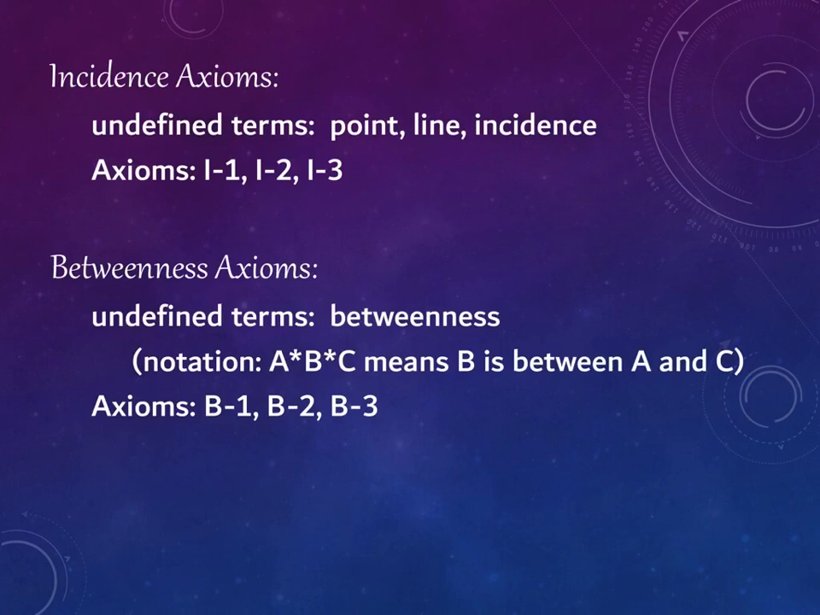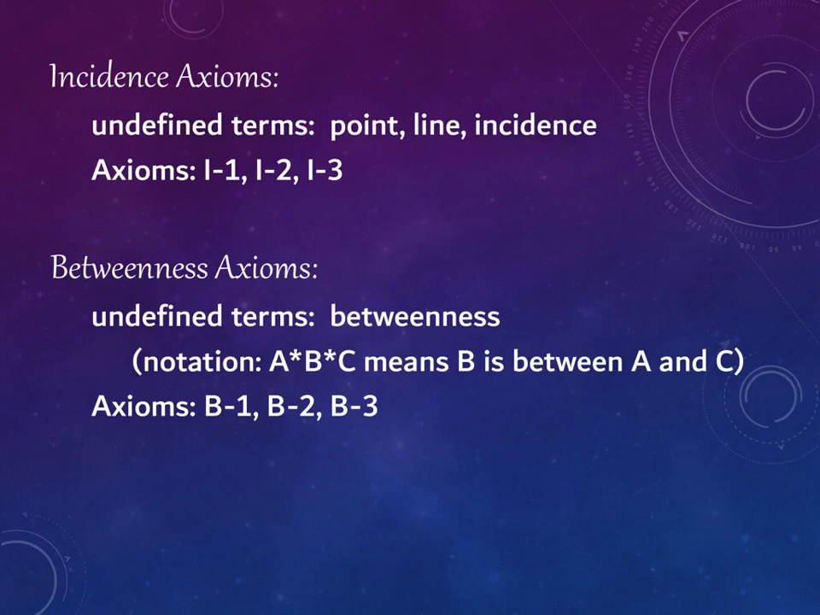So we have this additional undefined term called betweenness. Our notation for writing it is going to have some stars between things, so like A star, B star, C. And it means that B is between A and C. We have betweenness axioms written here. I'll read those in a moment, but one comment before we do.